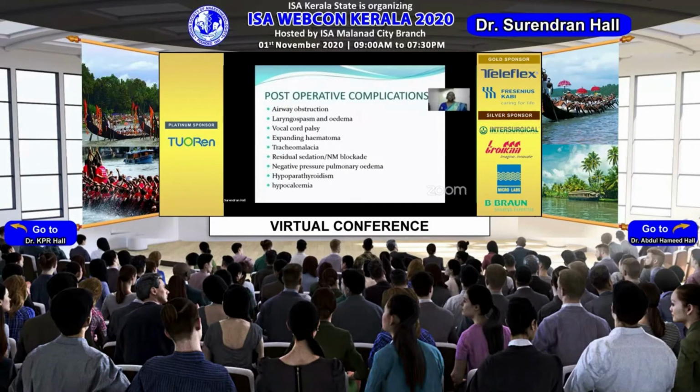What are the postoperative complications these patients can have? Airway obstruction due to laryngospasm and laryngeal edema. Vocal cord palsy, this is due to nerve injury. Mainly, the recurrent laryngeal nerve may be involved, and if it is bilateral, it can cause stridor.